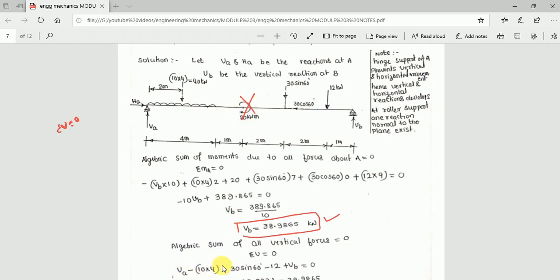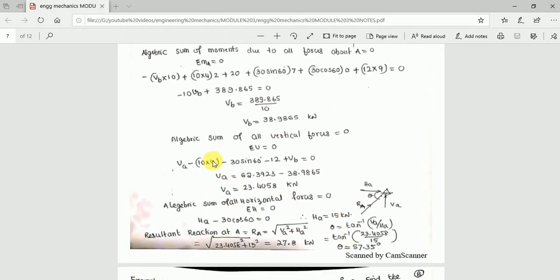Okay, see here, VA plus VB, this is downward, right? 10 into 4 minus 30 into sine 60 minus 12 is equal to 0. VB, we already have the value. Substitute that VB, simplify, and we will get the value of VA here. See here, after substituting and simplifying we get 23.4058 kilonewton as VA. This is the value of VA.